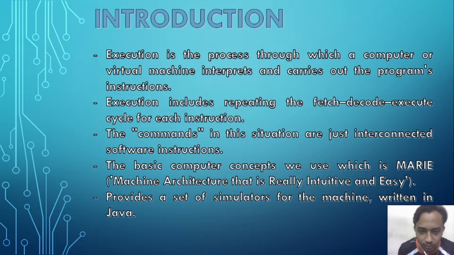In computer and software engineering, execution is the process through which a computer or virtual machine interprets and carries out the program instructions. Each program instruction is a description of the specific action that must be executed to solve a particular issue. Execution includes repeating the fetch-decode-execute cycle for each instruction, as the execution machine executes the instructions in line with their semantics.